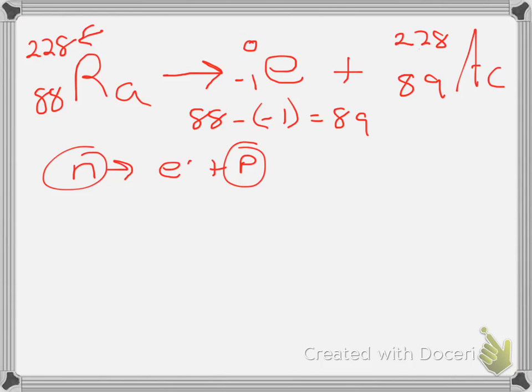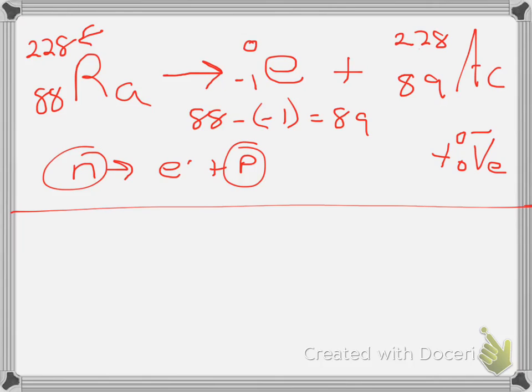So plus, it's a V looking thing with a bar over it, and it's 0 mass, 0 charge. And V sub E, they're an antineutrino, okay? And then a neutrino doesn't have the bar over it.